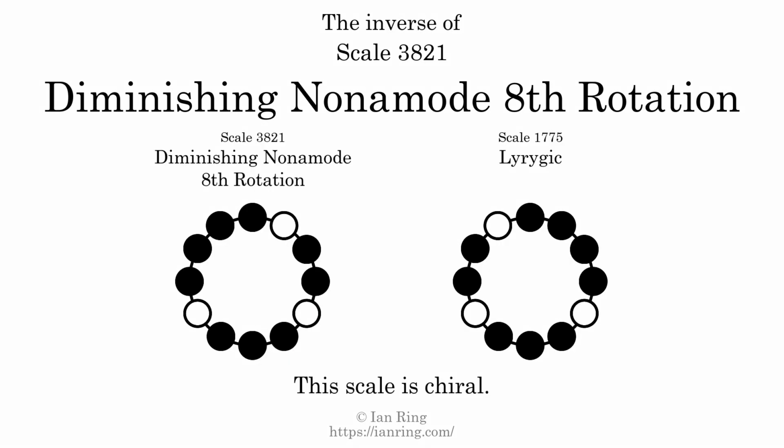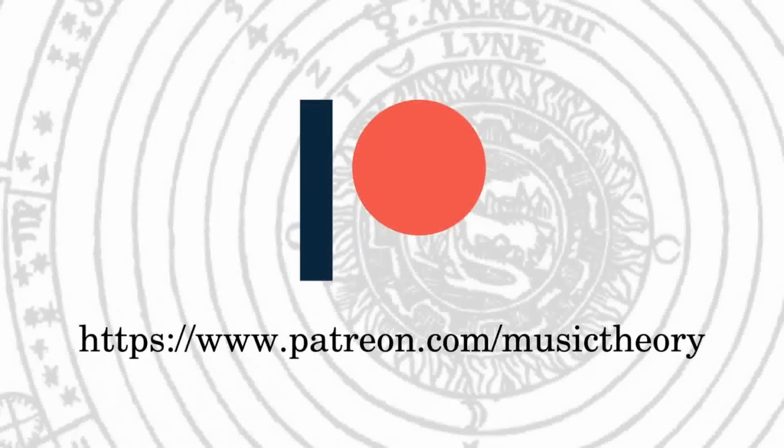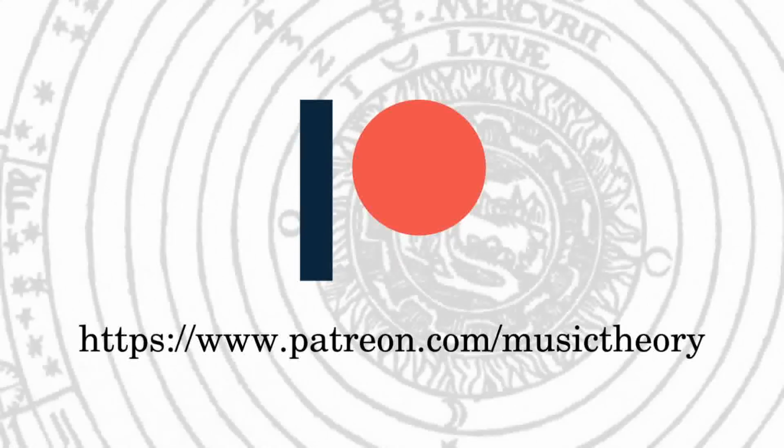The inverse of a scale is a mirror image. It is what you get when the sequence of intervals is reversed. The inverse of this scale is scale 1775, also known as Lerigic. This scale is chiral. It cannot transform into its inverse by rotational transformation. This scale has no rotational symmetry. For even more detail about this scale, visit ianring.com/musictheory/scales/3821.